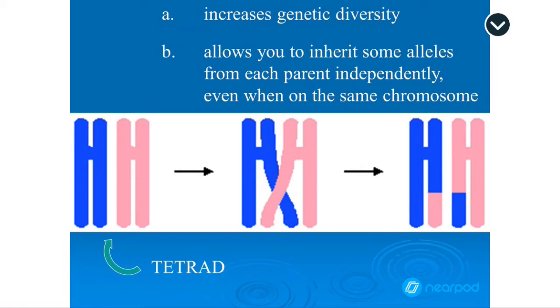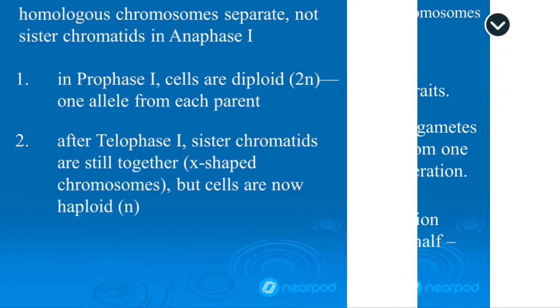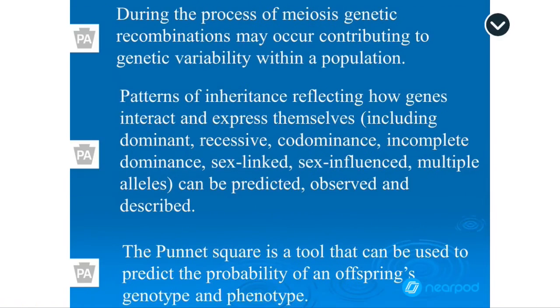And this is why you don't look like your siblings. And then the third major difference: the homologous chromosomes separate in anaphase 1 instead of the X-shaped chromosomes coming apart. The sister chromatids stay together in the first round, and then they separate in the second round. So there are some keystone statements. You can look at the slideshow and read those in detail.